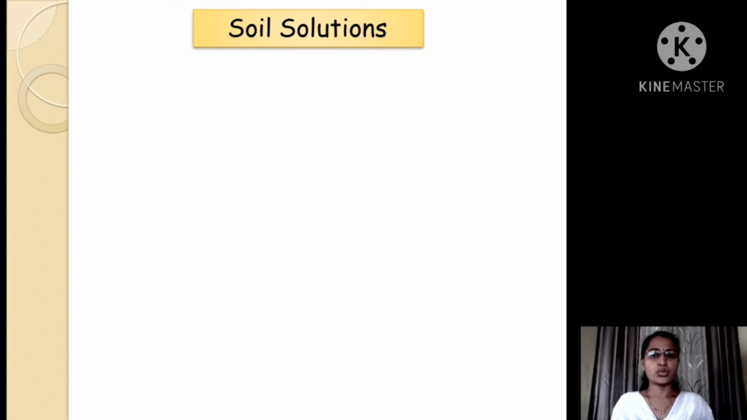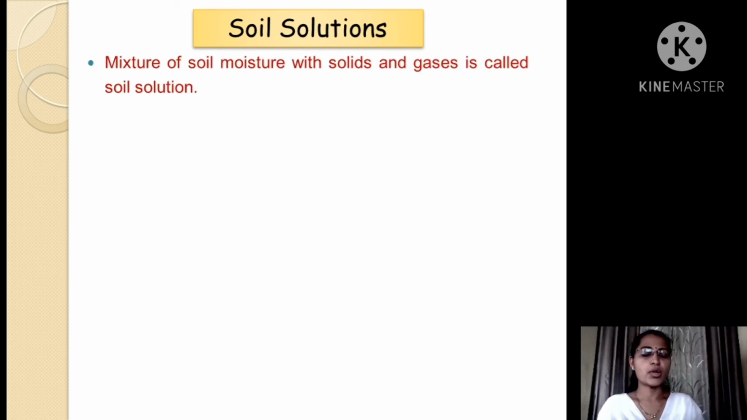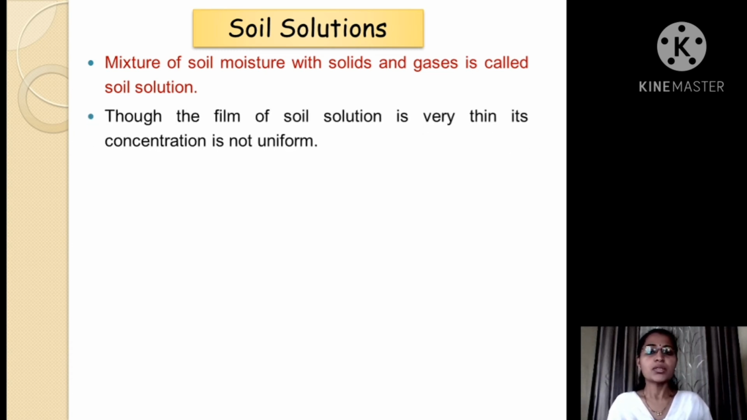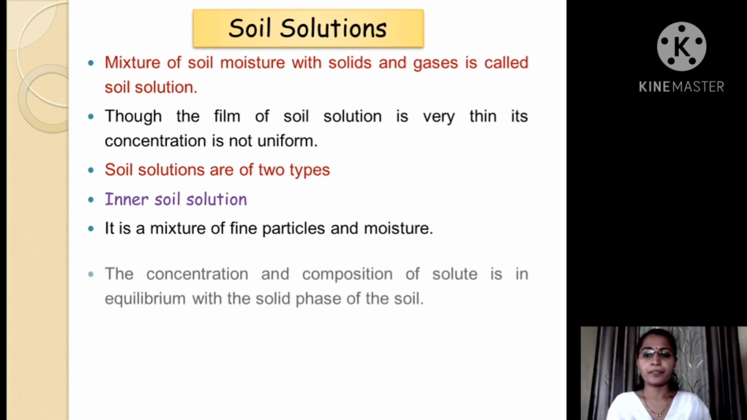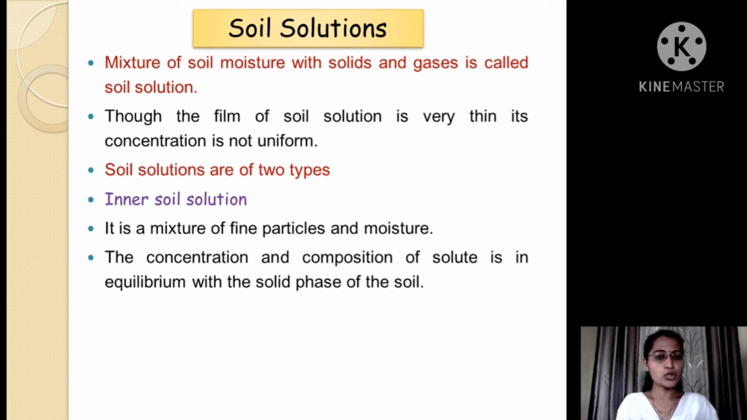Then we see soil solutions. The mixture of soil moisture with solids and gases is called soil solution. Though the film of soil solution is very thin, its concentration is not uniform. Soil solution is of two types. Inner soil solution, that is, a mixture of fine particles and moisture. The concentration and composition of solute is in equilibrium with the solid phase of the soil.